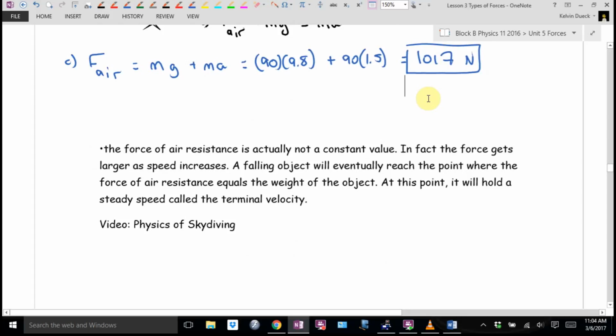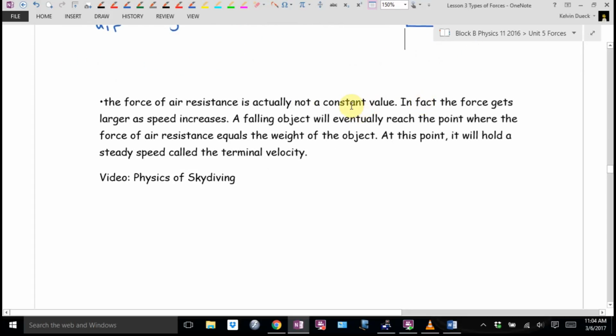Oh, there you go. The force of air resistance is actually not a constant value. In fact, the force gets larger as speed increases. A falling object will eventually reach the point where the force of air resistance equals the weight. Remember, weight is another word for what? Of the object. And at this point, we hit something called terminal velocity.